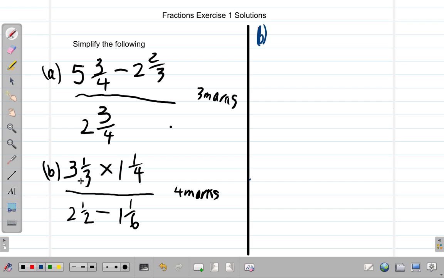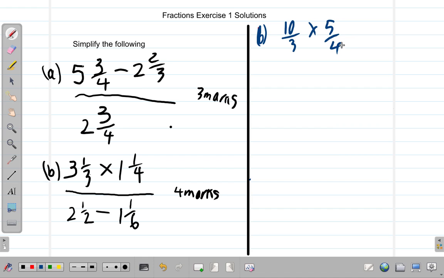Change this to an improper fraction. 3 multiplied by 3 is 9, and 1 is 10 thirds. Multiplied by the improper fraction: 4 ones are 4, and 1 is 5 quarters. So let's just deal with what is up top here. Later on we can come to what is under the line. So what do you have here now?